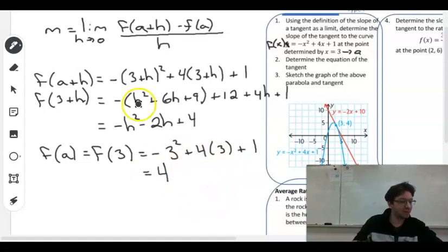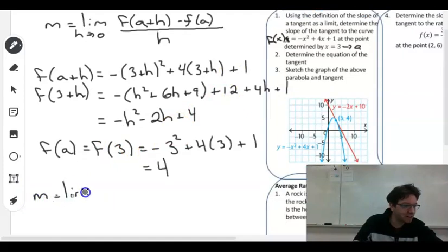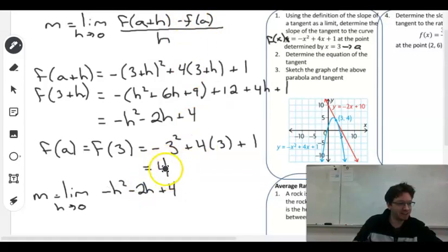Now let's plug this into our equation here. So m, you scroll down a bit here. I don't have much space. All right. m, the slope, equals the limit as h approaches 0 for f at a plus h, which is minus h squared minus 2h plus 4, and then minus f at a, and f at a is 4 for f at 3, so minus 4. That looks good already. All over h.